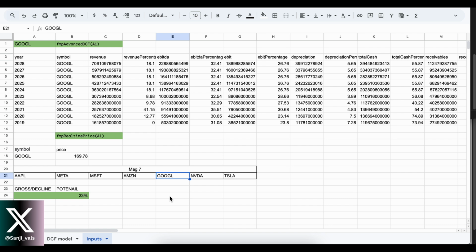So this is how you can calculate the stock growth potential, the stock target price, using the very popular DCF valuation model. Thank you very much for watching this video.